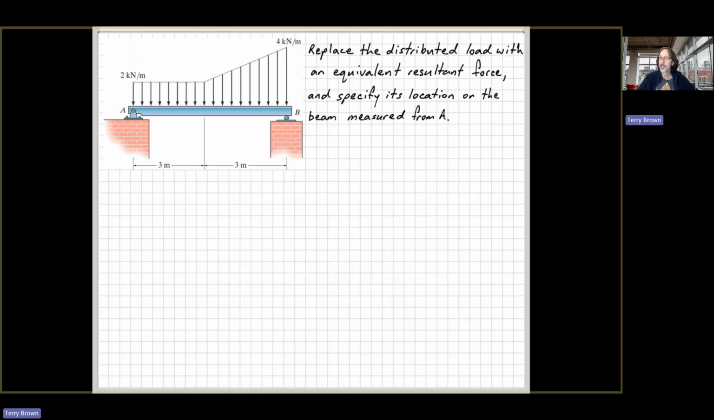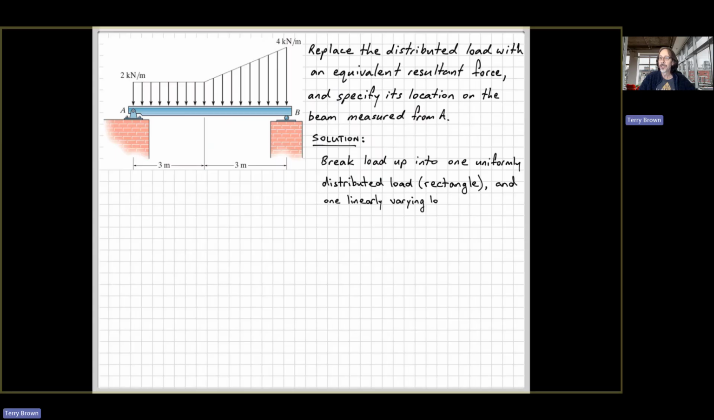So if we just go to my next page, and I've just repeated the question there for reference, and our solution. So we've got just a simple shape for the distributed load. We've got a rectangle on the left-hand side, another rectangle on the right-hand side with a triangle sitting on top. So we can just use the geometric properties of simple shapes that you'll find in tables in textbooks. So we've got firstly a uniformly distributed load, a rectangle, and then one linearly varying load.